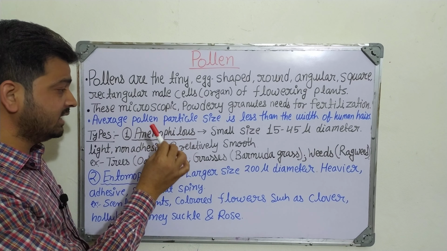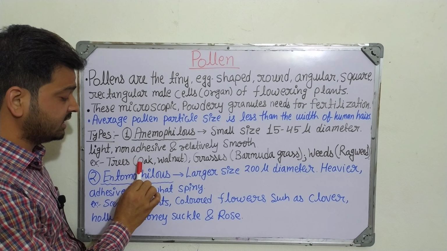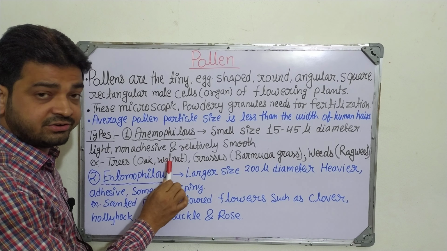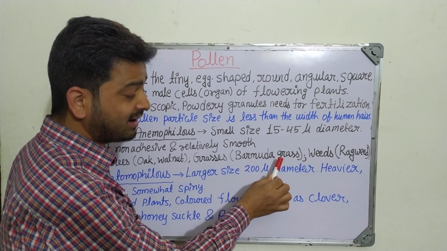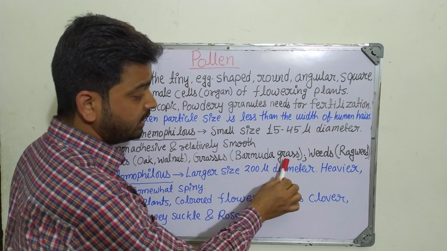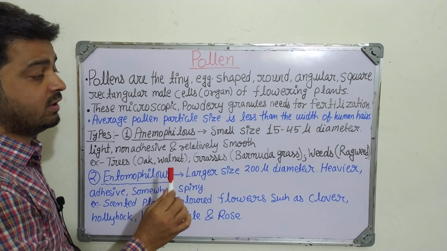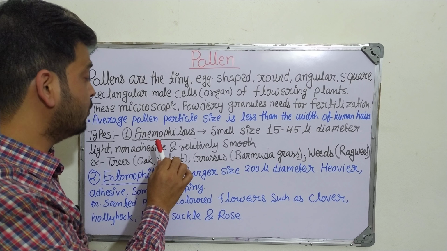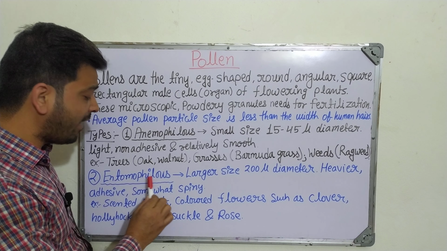Examples of anemophilous pollens are trees, for example oak tree or walnut tree, and among the grasses, Bermuda grass is an example where we get anemophilous pollens. Weeds, such as ragweed, are also an example where we get this type of pollen.